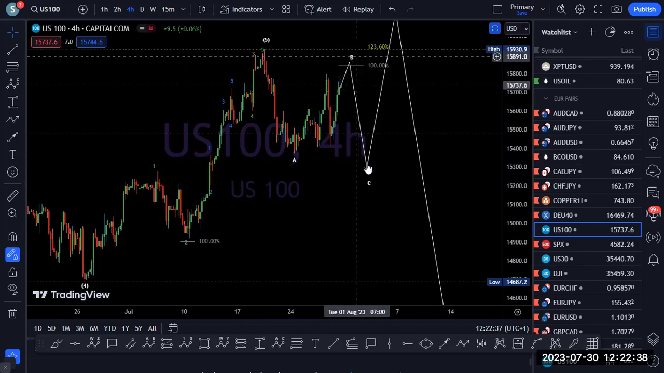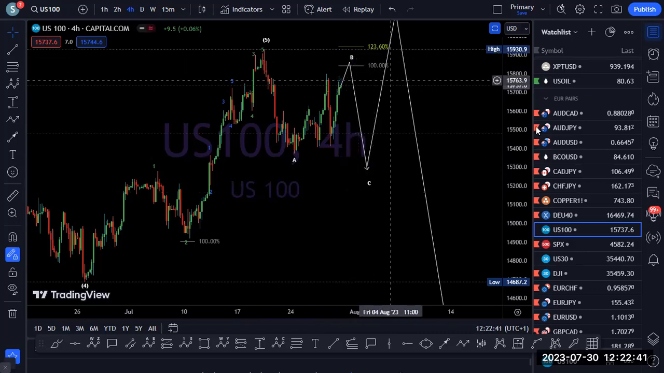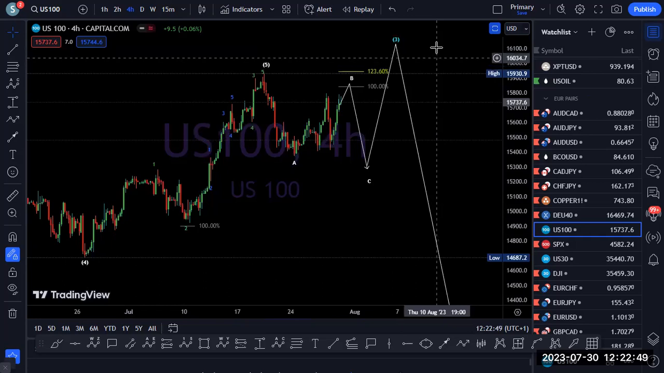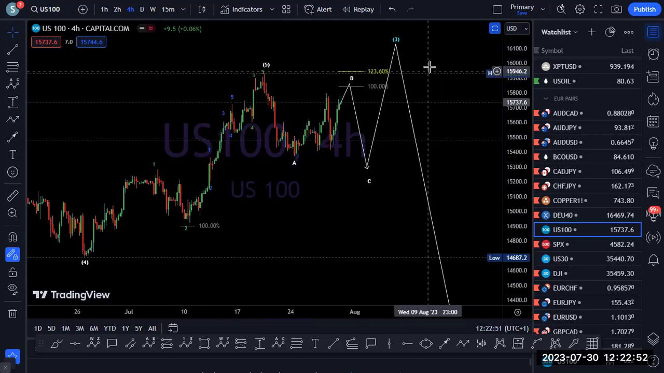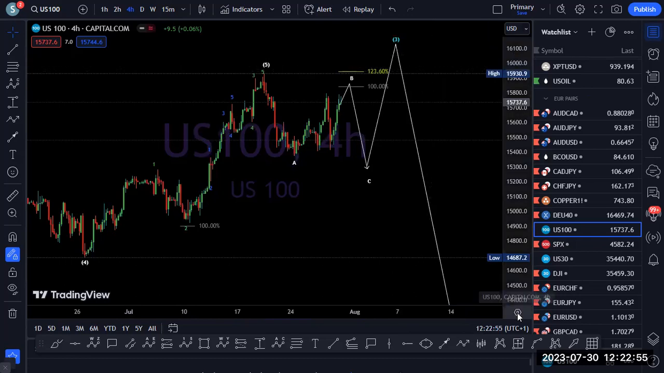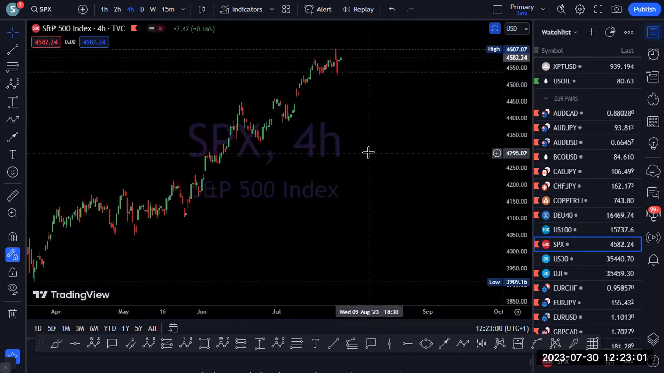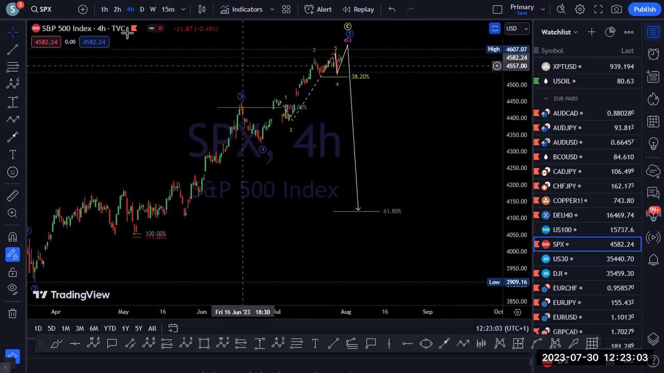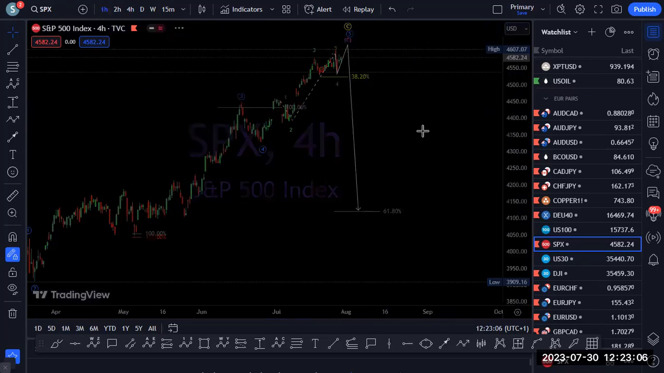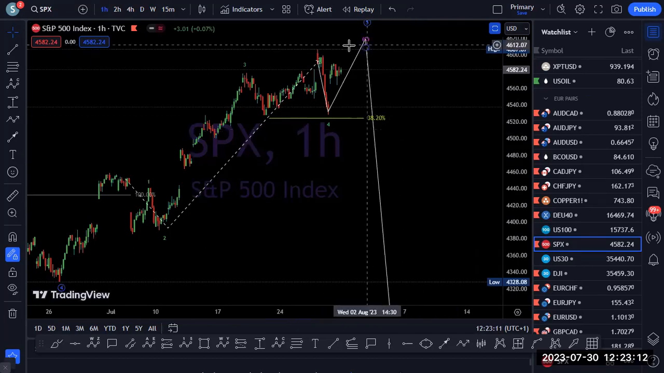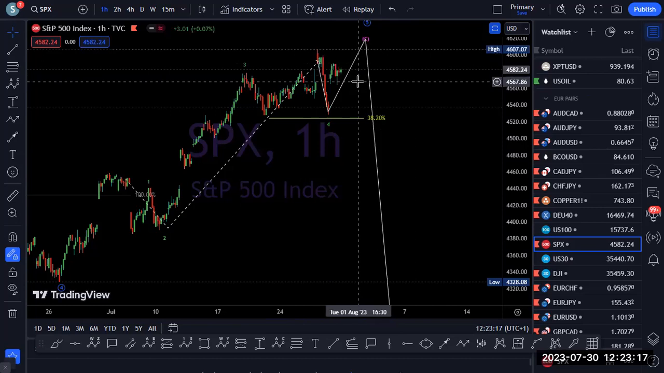If I get it, I sell. Close it, look for buy, I buy. The final target will be around 16100, or at least 16000. 16100 is the last target before the big selling will start. Okay, so let's go to US 100. Anyway, I think on 1 hour we show something else with US 100. Now, I'm still looking for a new high before I begin to sell this.